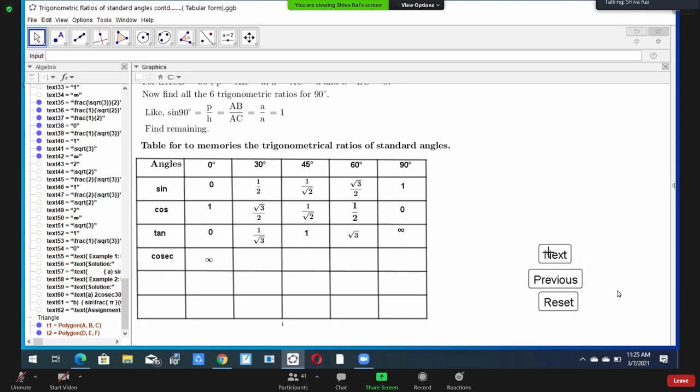Okay, you look here. Now here, cosec means what? Cosec 0 degree equal to what? 1 upon sin 0 degree. It means 1 upon sin 0 degree means 1 upon 0. 1 upon 0 means again infinity.